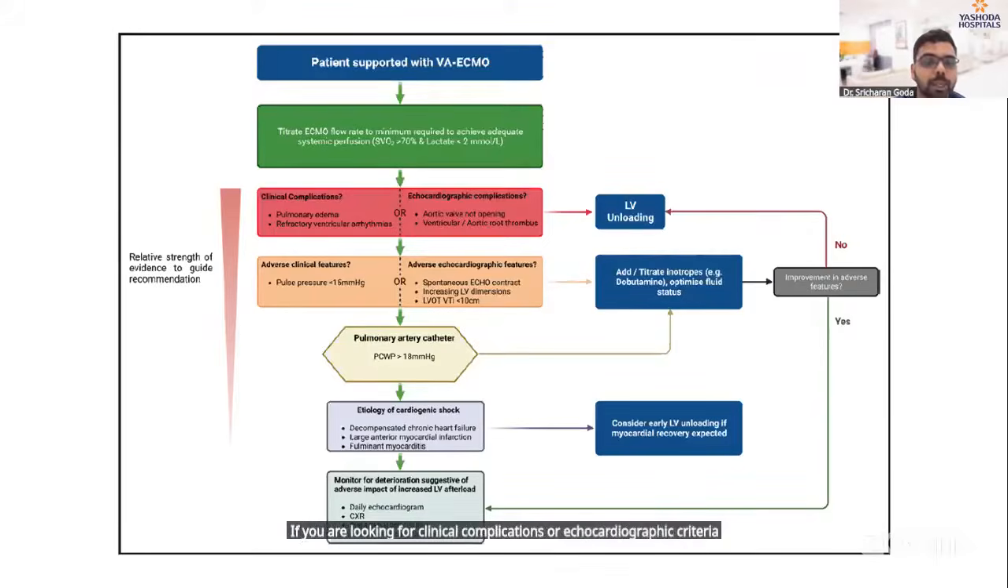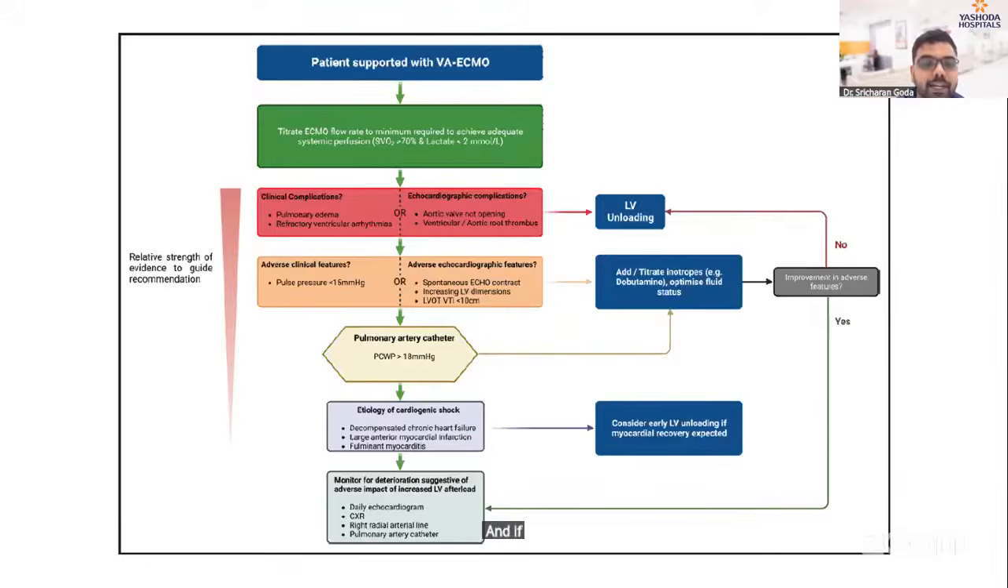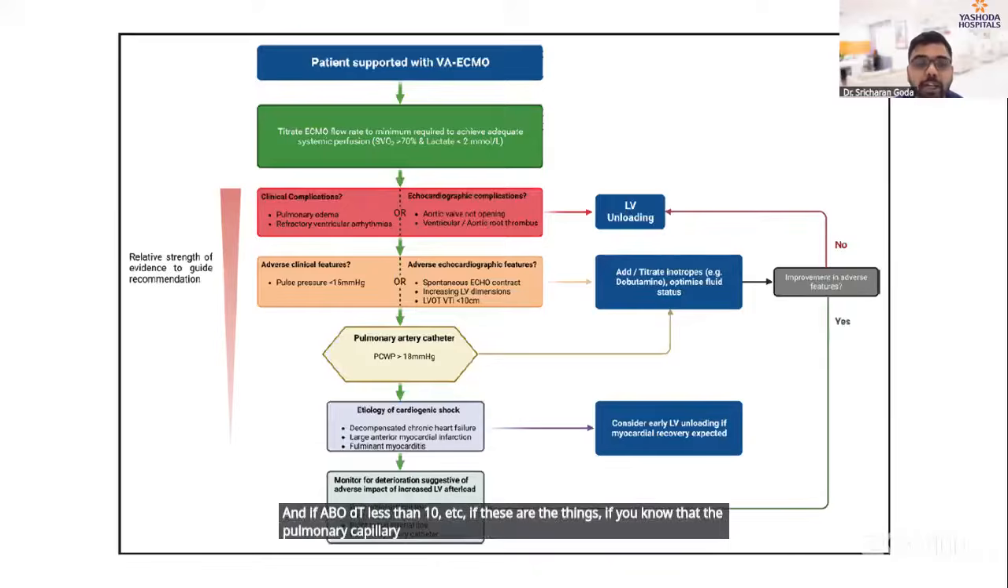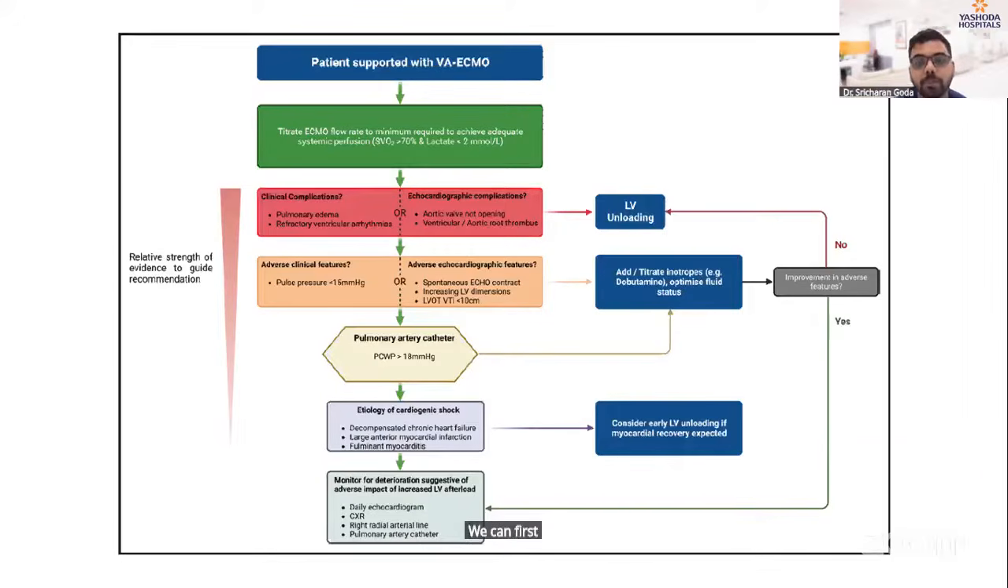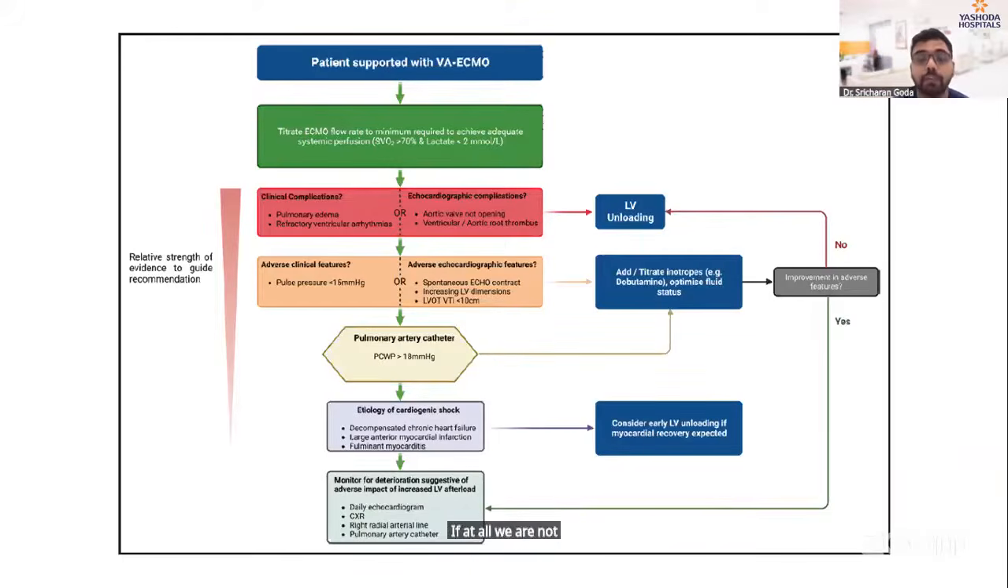The clinical complications include pulmonary edema and refractory ventricular arrhythmias, or echocardiographic complications where the aortic valve is not opening, the LV is dilated, and the LVOT VTI is less than 10, etc. If the pulmonary capillary wedge pressure is greater than 18 or the patient is developing significant edema, we can first titrate the inotropes and optimize fluid status. And if we are able to get away with that, we are lucky. If we are not, then we have to go for LV unloading strategies.